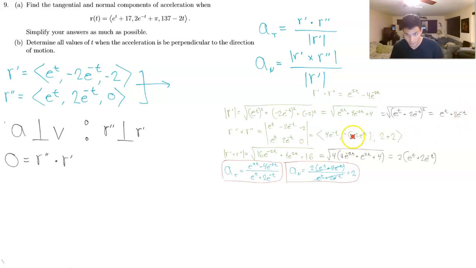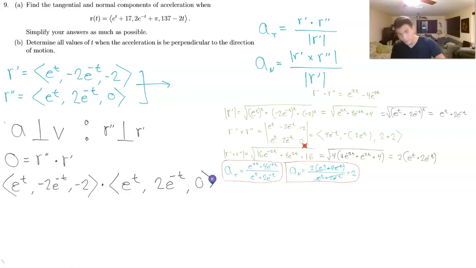So r prime of t is this guy over here. So we have e to the t. It's a vector. Remember that, e to the t, negative 2, e to the negative t, negative 2. Then dotted. By the way, that was r prime. My bad. I wrote it in a little different order. It's fine because it's a dot product. It's not a cross product, so you can mix around the order. e to the t, e to the negative t, 0. And take that dot product and you set it equal to 0. And then what do we get? We get e to the 2t, it's not actually going to be a plus, it's going to be a minus 4e to the negative 2t. So that's what we get. Okay, and then remember that this is all equal to 0.